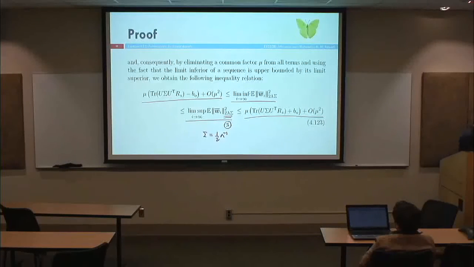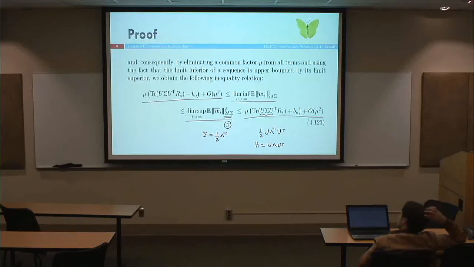Very good. And what about this? This becomes 1/2 U lambda inverse U transpose. Remember what H was. H was U lambda U transpose. So this is 1/2 H inverse, right? So here you get 1/2 H inverse RS. Fine? Let me erase this to save some space.